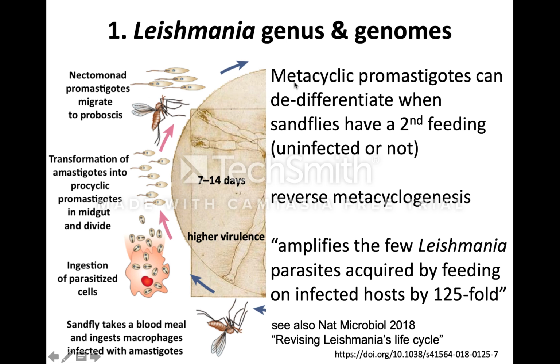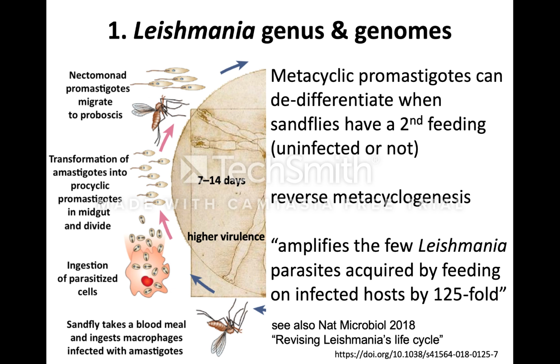Some metacyclic promastigotes can actually de-differentiate back when the sandfly has a second feeding. So they can undergo a sort of reverse metacyclogenesis at this stage, and this is important because if the sandfly has a second feeding, we see much higher virulence in these parasites. These older retained metacyclic promastigotes remain inside the sandfly, and in some way are associated with much higher virulence in the subsequently injected parasites.